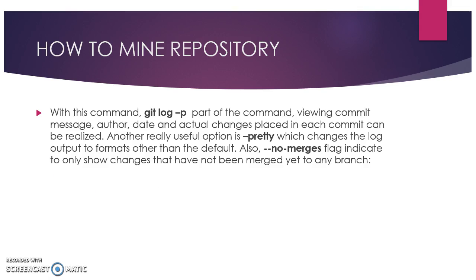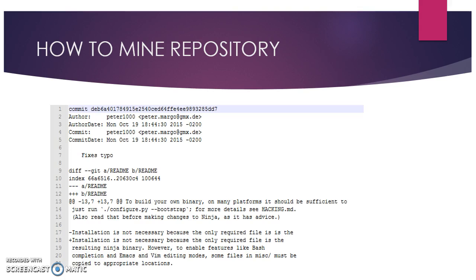With this command, git log -p is a part of the command, and the commit message, author, date, and actual change placed in each commit can be seen. Also with --pretty, we change the log output to formats other than the default, as we can see on the Git Bash command line. The --merge flag also shows the changes that have not been merged yet to any branch.